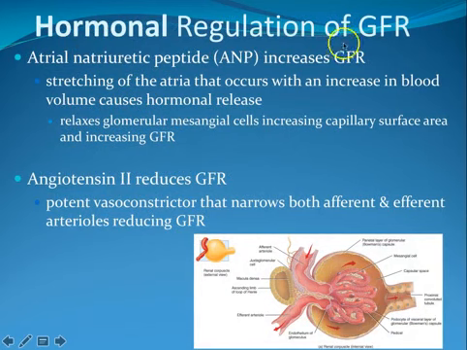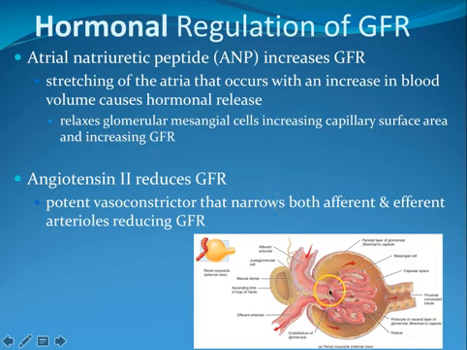Right? And then we have hormonal regulation of glomerular filtration. So that's atrial natriuretic peptide, ANP, that'll help increase our glomerular filtration rate. So the way this works, and maybe we can tease this name apart: atrial, referring back to the atria, so stretching of the atria that occurs with an increase in blood volume causes the hormone to release. Okay. One of the things this hormone does, in the case of glomerular filtration rate, is relax those glomerular mesangial cells and increase capillary surface area, increasing glomerular filtration rate.